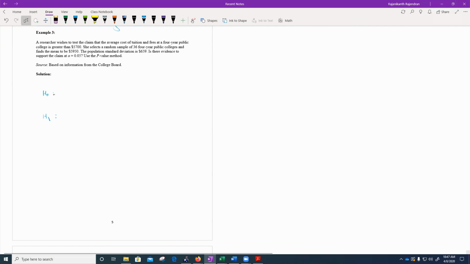The researcher wishes to test a claim that the average cost of tuition and fees at four-year public colleges is greater than 5,700. She selects a random sample of 36 four-year public colleges and finds the mean to be 5950. The population standard deviation is 659. Is there evidence to support the claim at the significance level 0.05? Use the p-value method. Oh, now you have to use the p-value method, okay?